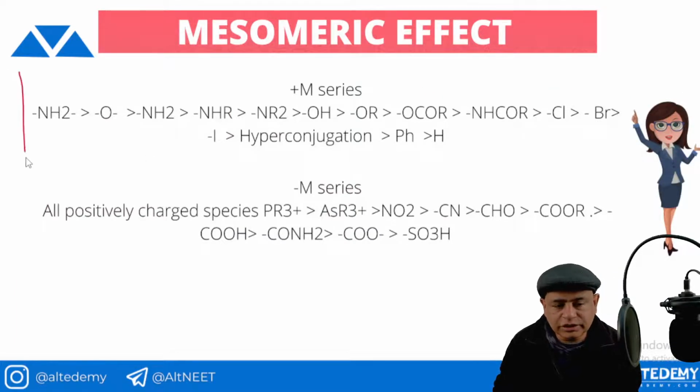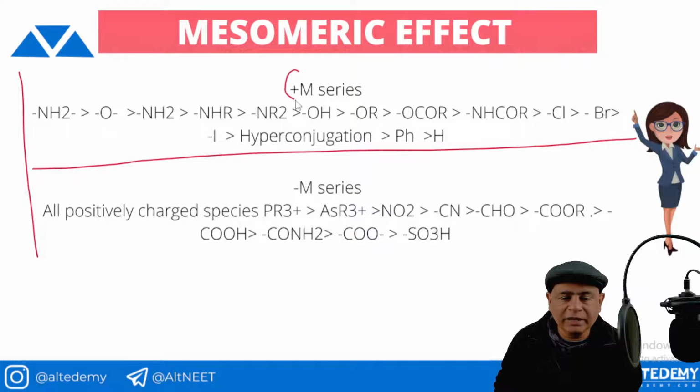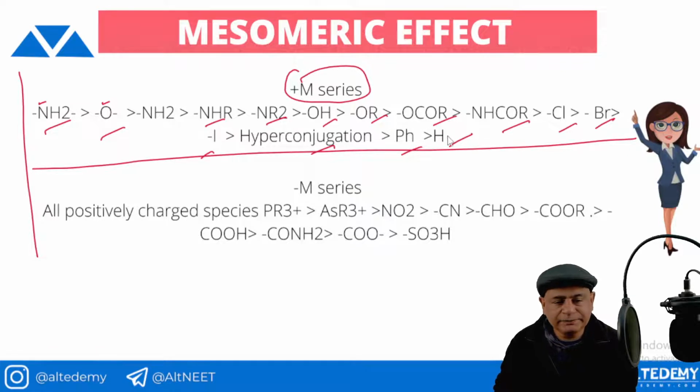Look here, this is the most important thing in this entire lecture. We have the decreasing order of plus M: NH2 minus, O minus, here we have this, NH2, NHR, NR2, OH, OR, OCOR, NHCOR, Cl, Br, I, hyperconjugation, Ph, NH. Right? Negatively charged species have more plus M effect.